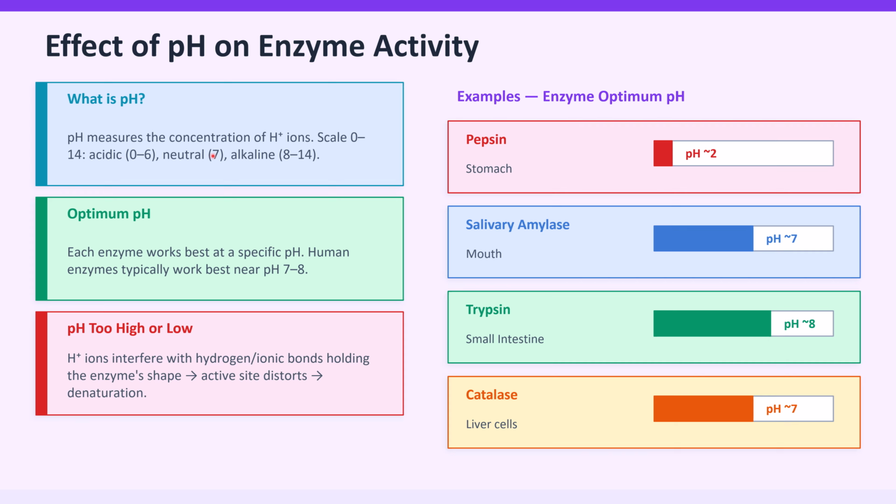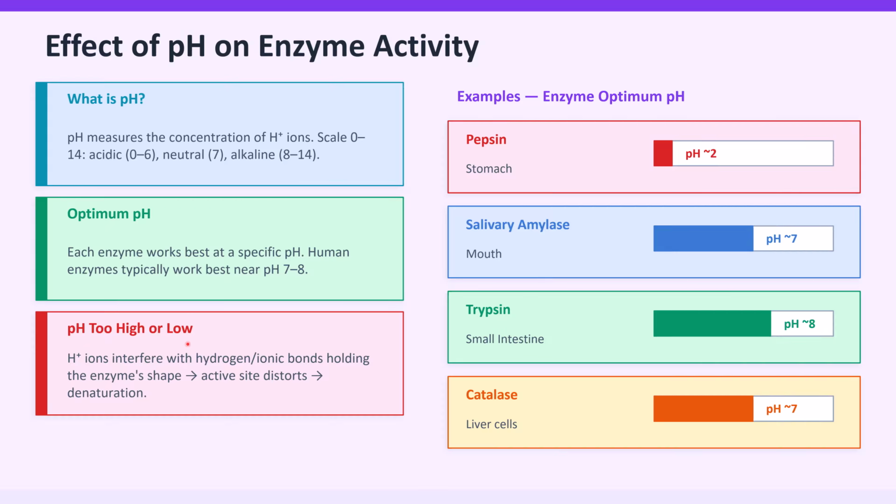pH measures the concentration of hydrogen ions, on a scale of 0 to 14: acidic is 0 to 6, neutral is 7, and alkaline is 8 to 14. What is the optimum pH? Each enzyme works best at a specific pH. Human enzymes typically work best near pH 7 to 8.